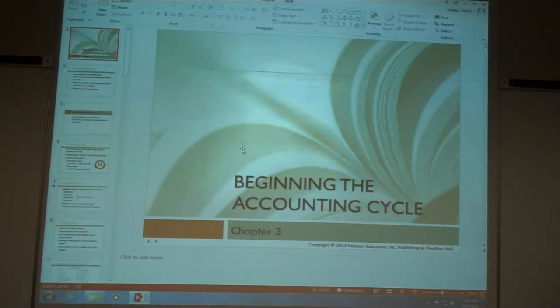Cash is the one that I want you to memorize first. Cash is what type of account? It's an asset, and its normal balance, when we look at the accounting equation, assets equals liabilities plus owner's equity, is on the left. If we debit cash in a transaction, what does the other account have to be? A credit. If we credit cash, what does the other account have to be? A debit.